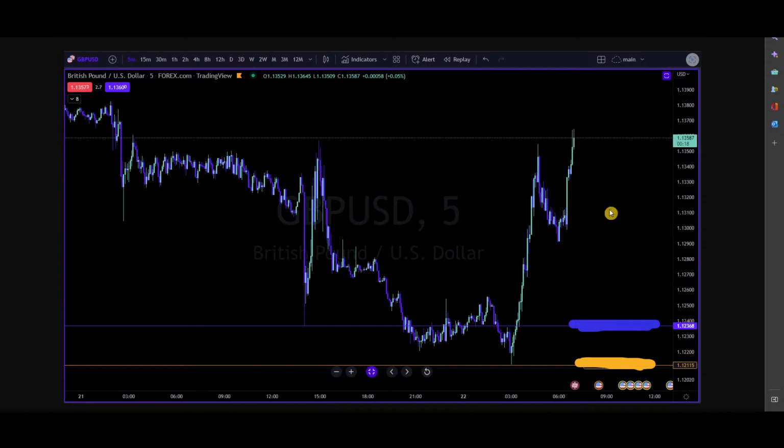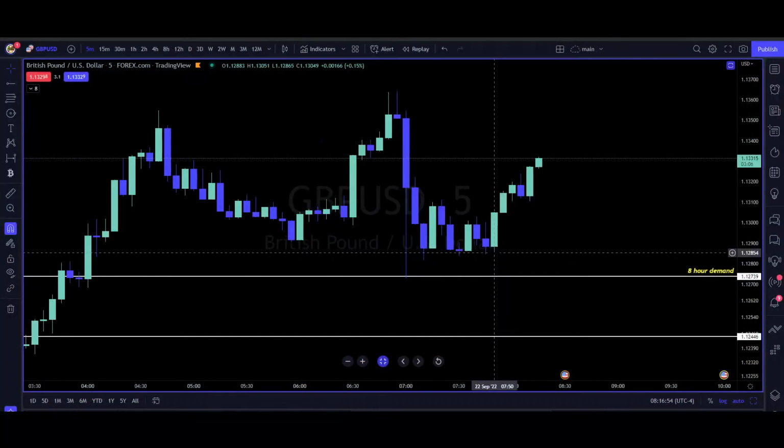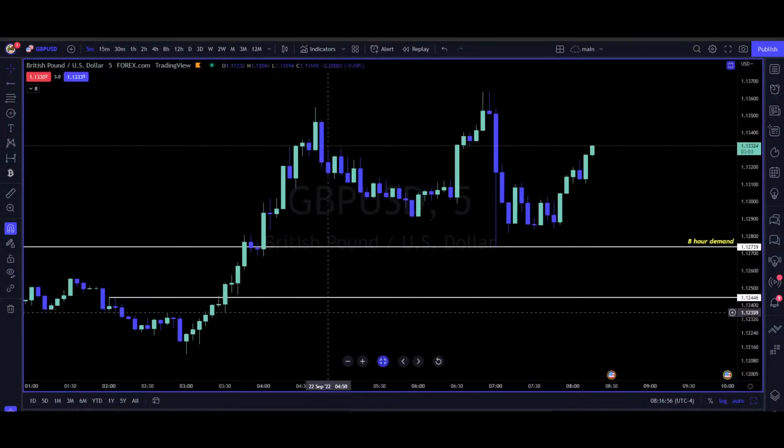So here is that entry. You can see roughly 1.12368. That's where I took the entry. Right in here, 10 minutes before the news, I decided to take profits, and I have since moved that stop up to break even. So that's roughly right in there. Pretty decent entry, pretty decent trade.